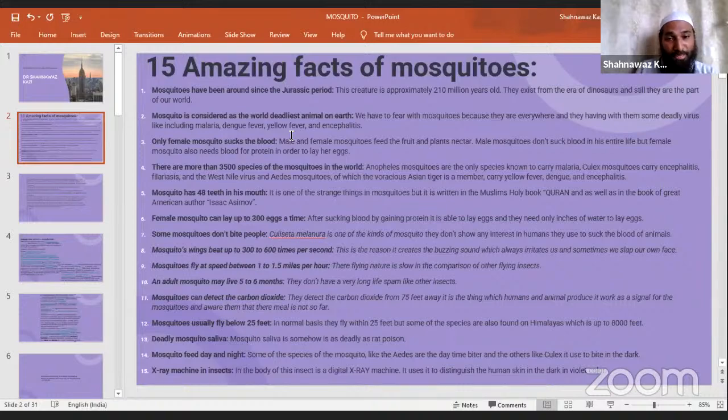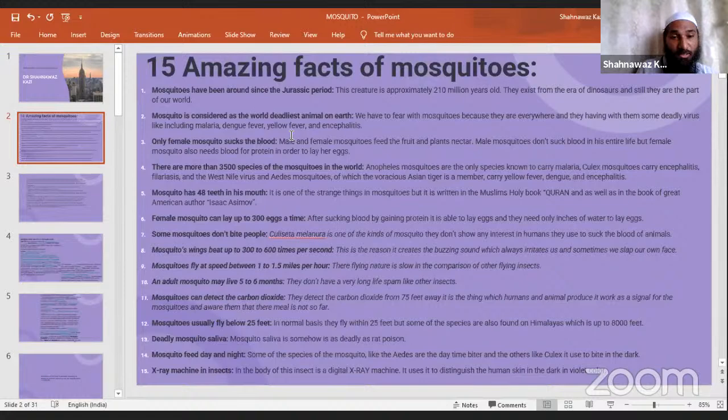Some mosquitoes do not bite. Okay, so that is okay. Mosquitoes' wings beat 300 to 600 times per minute. Just imagine the speed with which the mosquito is flapping its wings. It is 300 to 600 times per second. In 1 second, 600 times the wings are beating. So just imagine the speed at which the wings are beating.